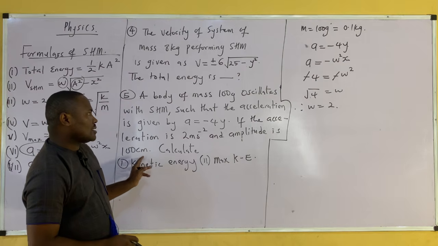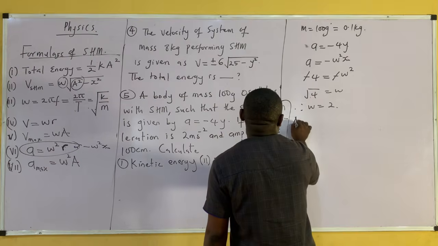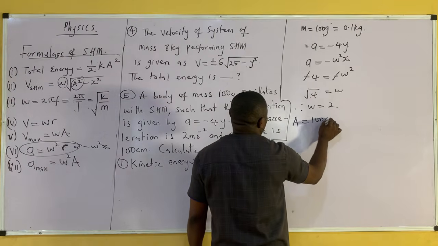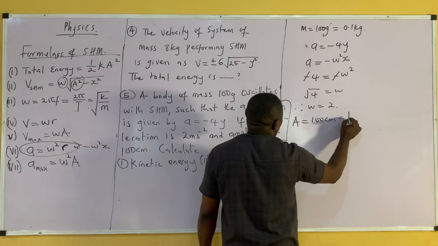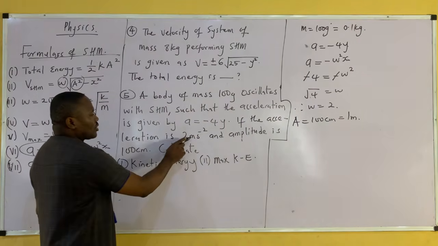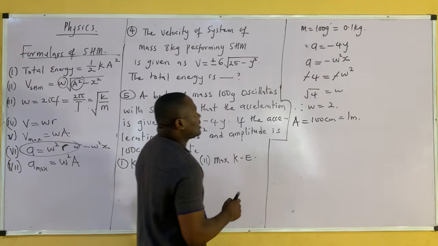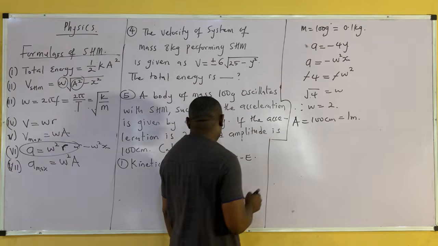Now take note of this. Very, very important terms you must take note of. A, which is amplitude, equals 100 centimeters, which equals 1 meter. Take note of that. I'm converting everything to meters because acceleration was given to me in meters per second squared. Now, look at this. Now what am I looking for?